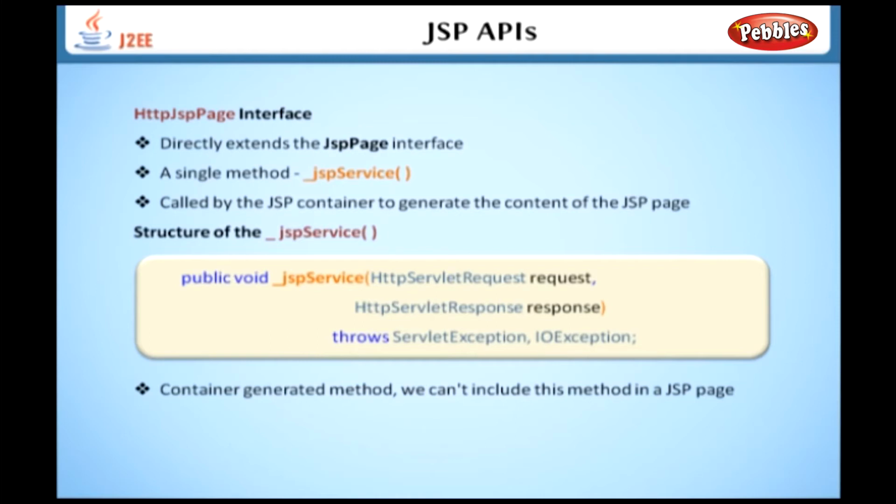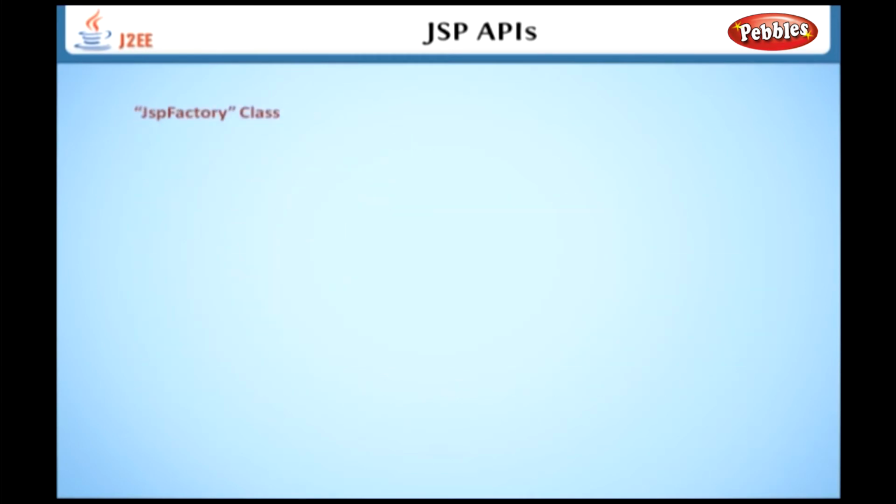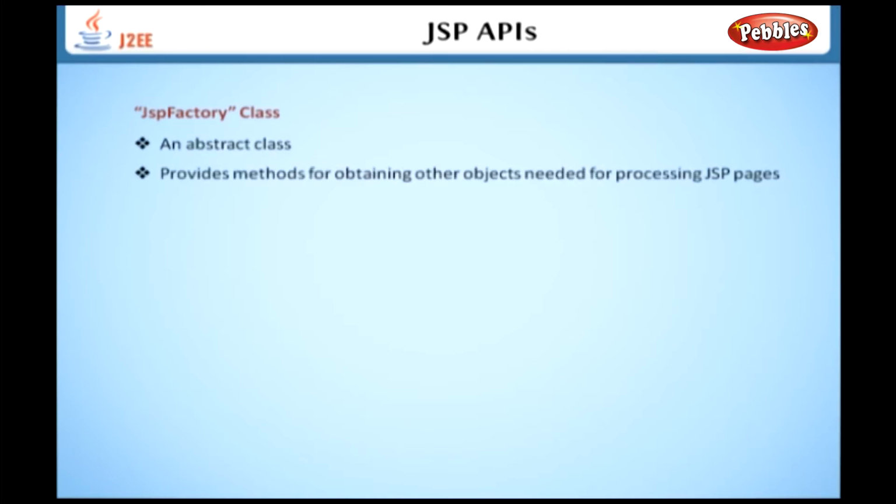Till now, we have seen the interfaces. Now we will discuss about the classes. The first one is the JspFactory Class. The JspFactory Class is an abstract class that provides methods for obtaining other objects needed for the processing of JSP pages. We can obtain the JspFactory object using the static getDefaultFactory method.